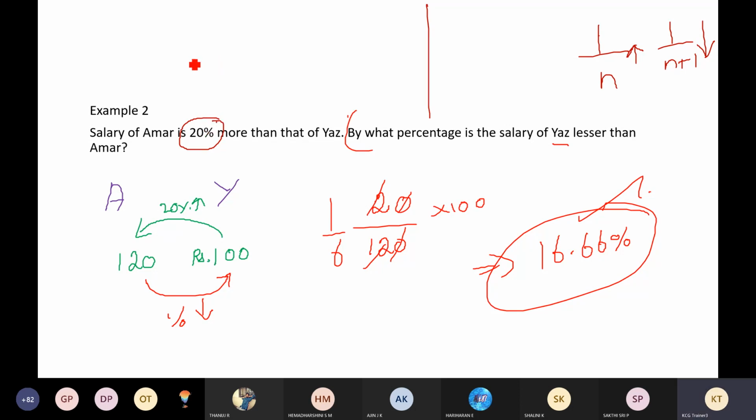So what they have given me is 1 by 5 more. So how much is it less? See, what did I tell you? If 1 by n increases, 1 by n plus 1 should decrease. So 1 divided by 5 plus 1, 1 by 6, should decrease. What is 1 by 6? 16.66% decrease. Clear, people? This is a shortcut which you are supposed to know. If 1 by n increases, 1 by n plus 1 should decrease to get back the same value.